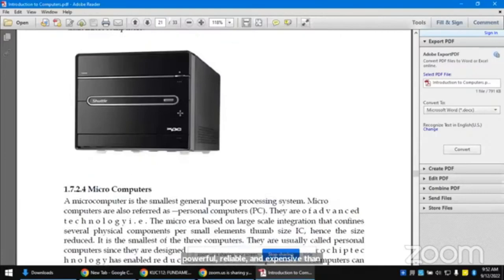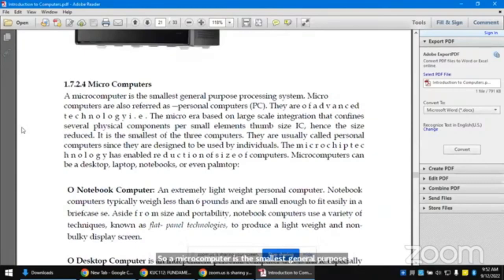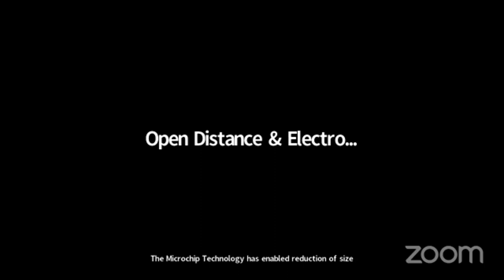So a microcomputer is the smallest general purpose processing system. Microcomputers are referred to as personal computers. They are of advanced technologies. The micro era is based on large scale integration that confines several physical components into small thumb-size ICs. So they use the ICs, hence the size reduced. It is the smallest of the three computers. They are usually called personal computers since they are designed to be used by individuals. The microchip technology has enabled a reduction of size of computers. So microcomputers can be a desktop, laptop, notebook, or even palm top. You can look at the notebooks, the desktop, the laptop, and the palm top, and even your smartphone can also fall under this category.